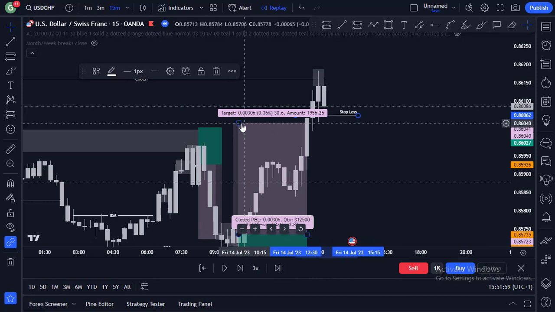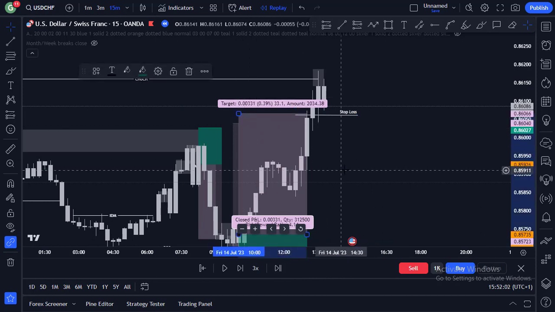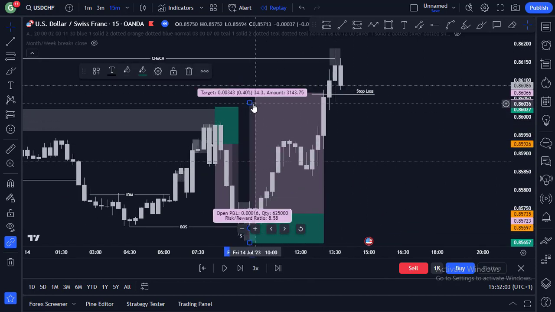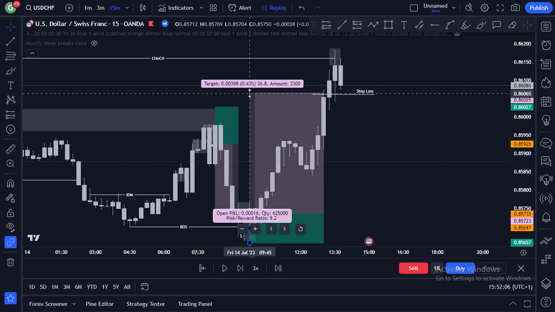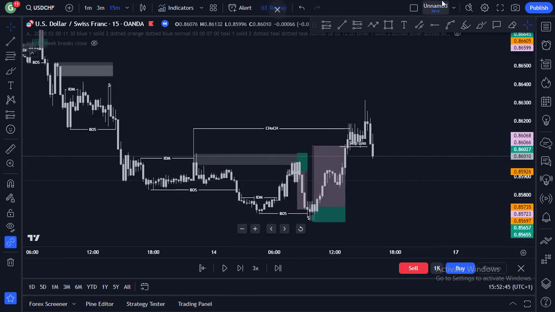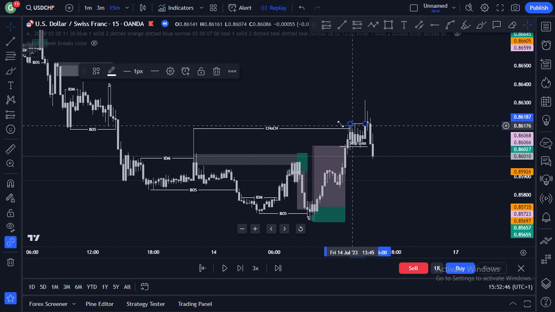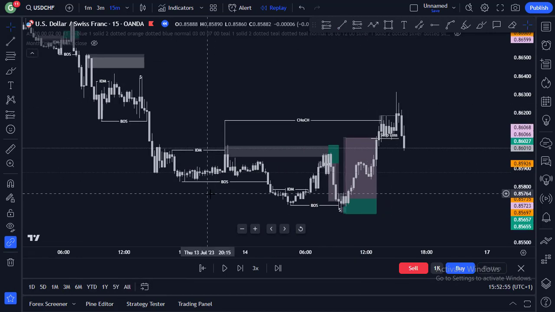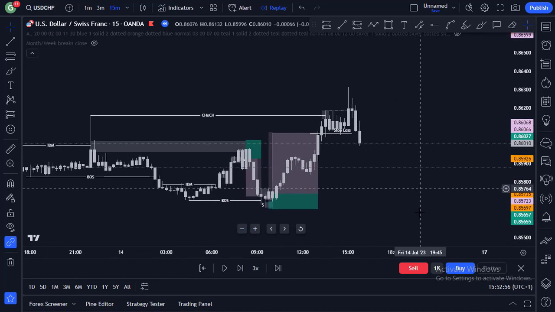I'm going to move it above a bit. This becomes 4%, and this becomes 9.3% thereabout. So let's see. This becomes a confirmed change of character. So now price has changed character from a sell to a buy. So we're now looking for buys on USDCHF.